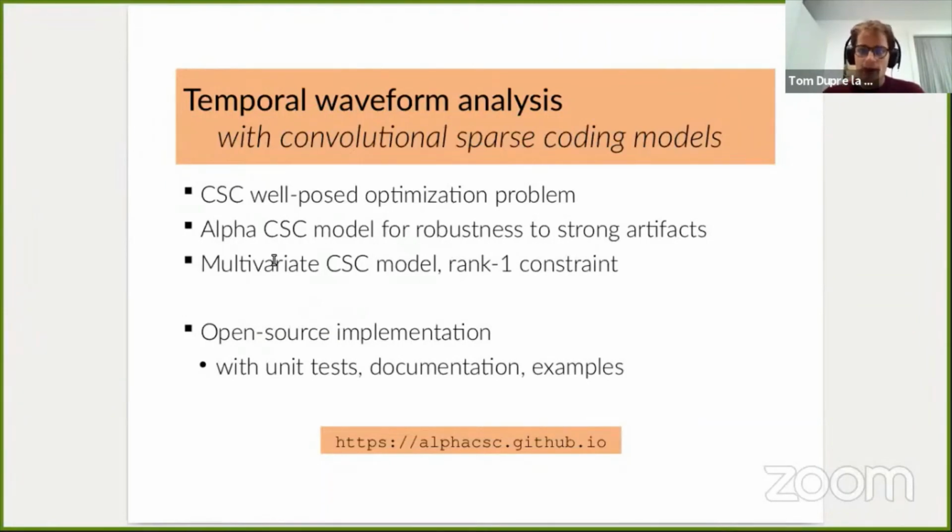And we spent a lot of time proposing an open source implementation of that. We spent a lot of time writing unit tests, extensive documentation, and a gallery of examples to ease any potential user to learn and to try this technique on their data. So this is the website. It's on GitHub. It's open source, and you are very welcome to try it and open some issues or comments if you require some help.